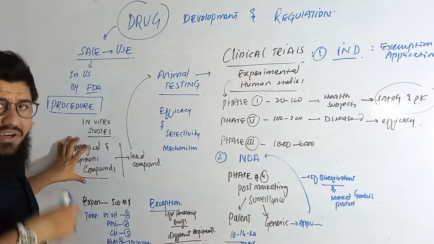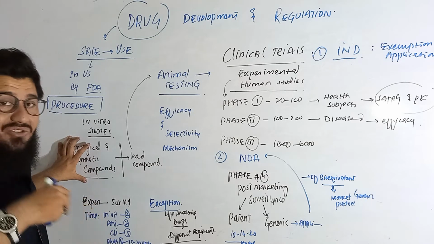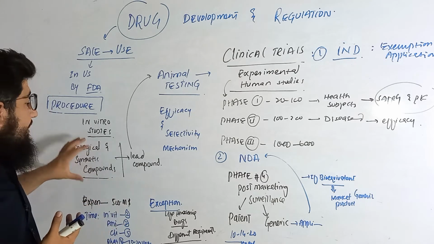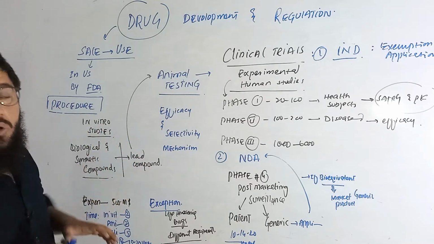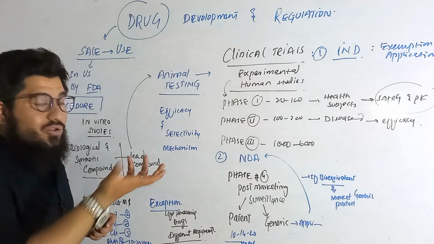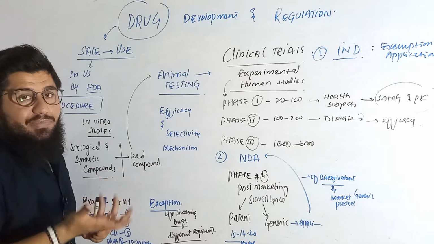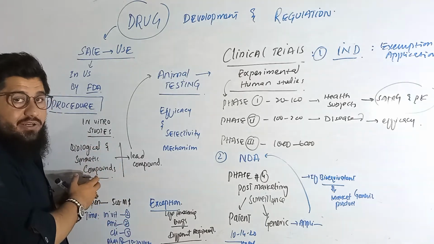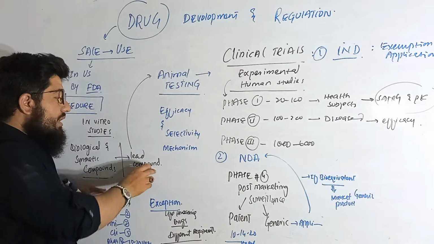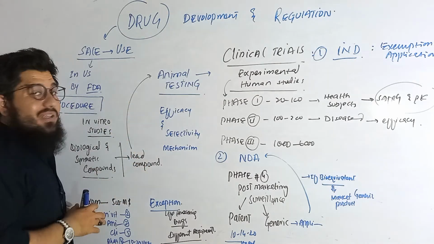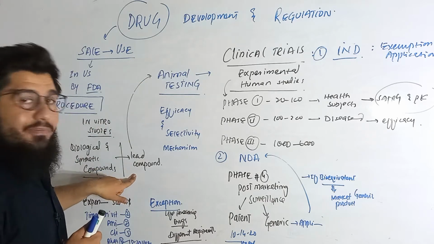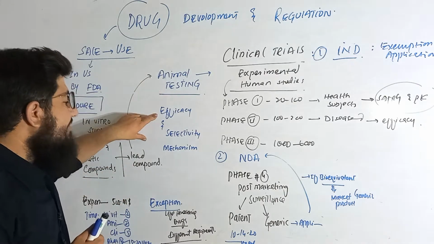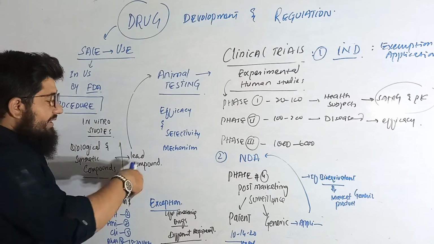Like this, hundreds of compounds are tried. We try hundreds of compounds on this particular disease causing agent. Some of the compounds show action, so we take those as leading compounds. Then those leading compounds are applied on animals. So we do animal testing with the leading compounds. In the animal testing, we check the efficacy and selectivity of these leading compounds.